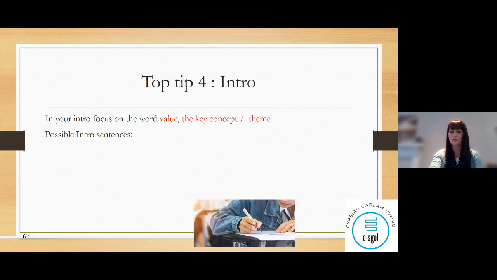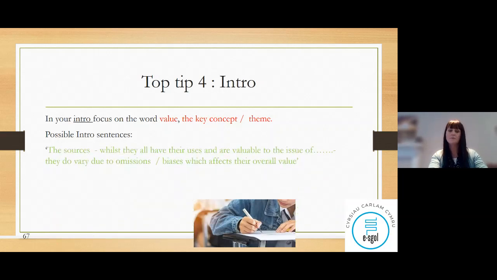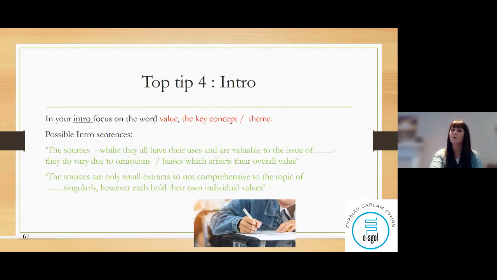Some of the things that I have written here are just so that you can make sure that you're putting your own flair to it. And obviously it depends on your key issue that you're given as to how you write your actual answers. Maybe for your introduction, sentences like: the sources, whilst they all have their uses and are valuable to the issue of, and you'd put your key issue in there, they do vary due to omissions or biases which affect their overall value. Or maybe you could say something like: the sources are only small extracts, so they're not comprehensive to the topic of the key issue singularly. However, they each hold their own individual values, or maybe they have different opinions on.